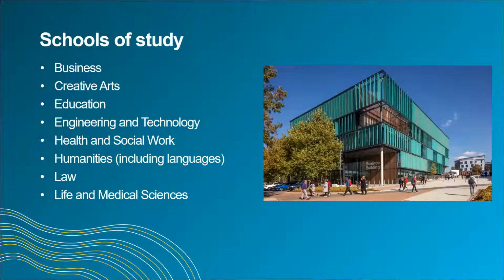Now, the university has a number of schools of study, and business is one of those, and it's actually one of the largest schools of study. But we have other subjects. We have creative arts, we have education, we have engineering and technology, which includes computer science and astronomy and mathematics and physics. We have health and social work, we have humanities, and that includes languages. And we do offer languages within our programs. With us, you can take French, German, Spanish, Mandarin, or Japanese, and those would be open to you if you came to us. We have a law school, and we have a School of Life and Medical Sciences as well. So those are various areas within the university.